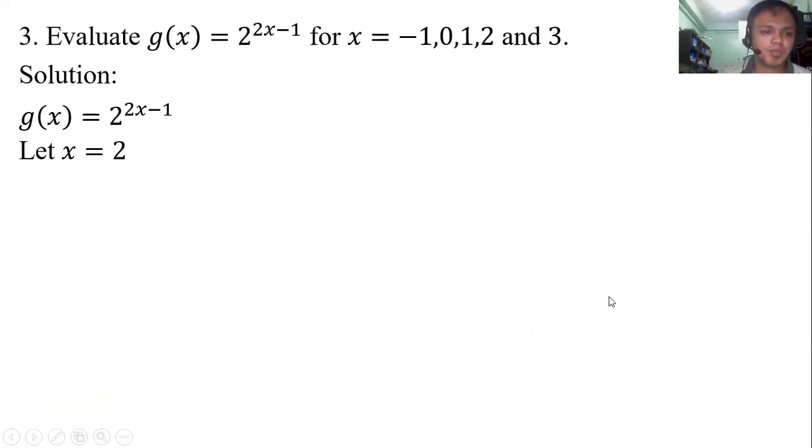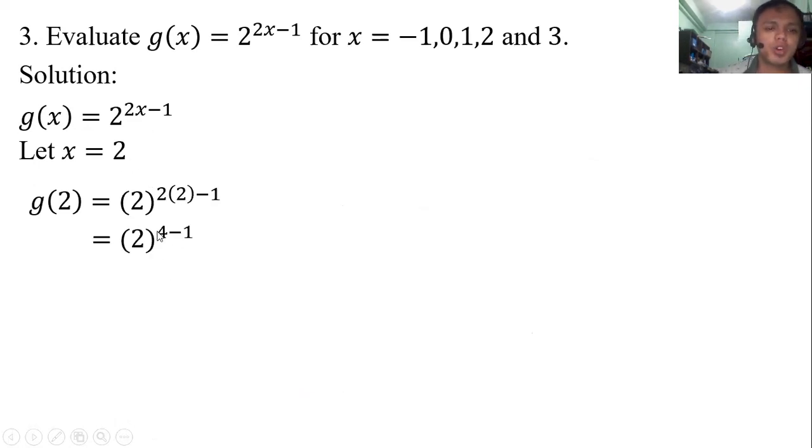Next, if your x naman is 2, no? Substitute your x to 2. So 2 times 2, that is 4. Minus 1, we have 3. 2 cube. Ilan yung value ni 2 cube? 2 times 2 times 2. We will multiply 2 3 times by itself. Then that is equal to 8.